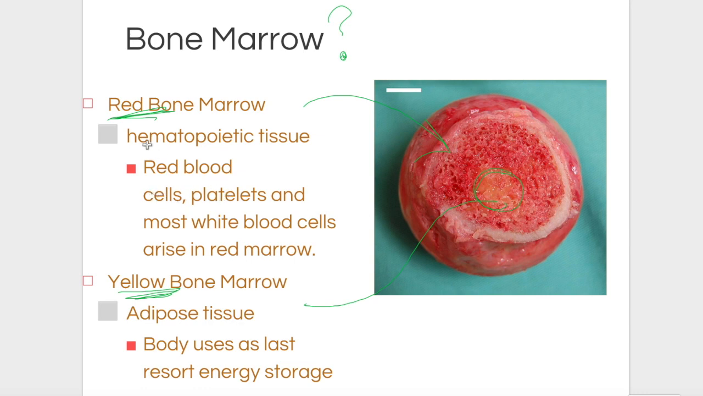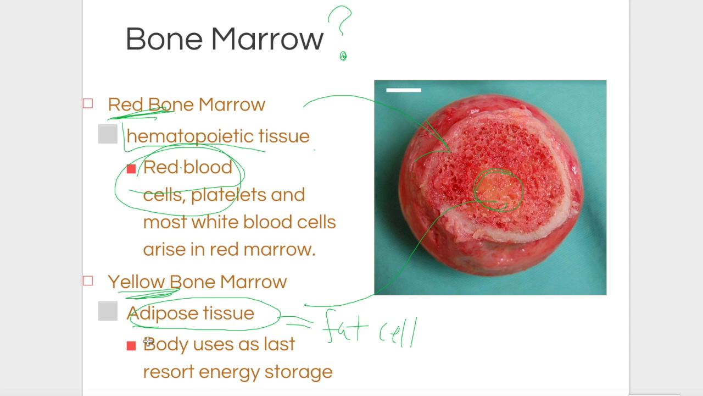So red marrow, the purpose of it is the site for hematopoietic or red blood cell production. So it's hematopoietic tissue. This is where we'll be making all of our red blood cells, platelets, and much of our white blood cells, but not all of our white blood cells. Our yellow bone marrow, which makes up a majority of our medullary cavity, is composed of adipose tissue. Do you remember adipose? This is basically our fat cells.